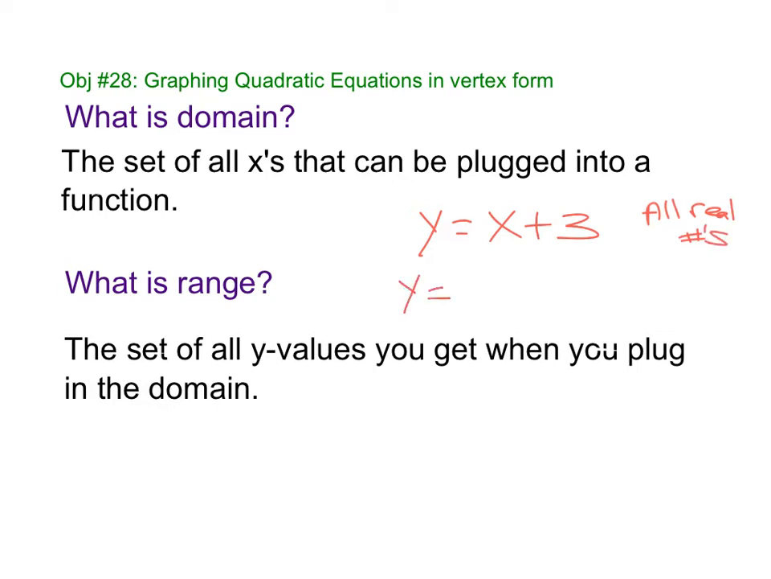But if I had, say, the square root of x, the domain is not all real numbers, because what can you not have under a square root? You can't have a negative. So in this case, the domain would be x has to be greater than or equal to 0. The range is everything we get out. So when I plug in all those numbers, what are the y values that we get? So that is the range. So we're going to really kind of focus on looking at the picture to figure this out.